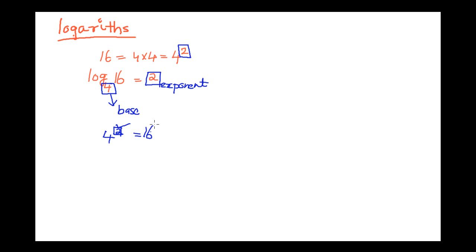Let's take another example. Let's take the number 8. Now number 8 can be written as 2 power 3. 2 cube is 8. Now we can say logarithm of 8 to the base 2 is the exponent 3.